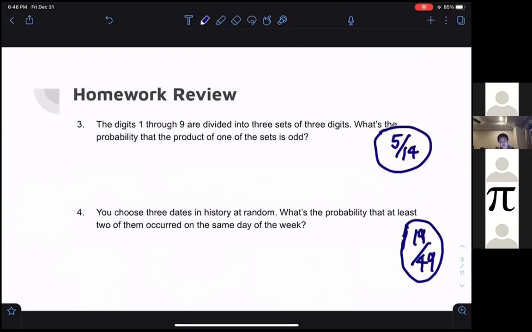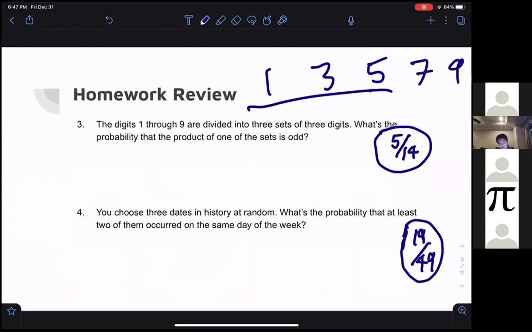Next is: the digits 1 through 9 are divided into 3 sets of 3 digits. What's the probability that the product of one of the sets is odd? Right off the bat, there are 5 odd numbers among this set: 1, 3, 5, 7, 9. So we can only have at most one set of 3 odd numbers, which is what we must have to guarantee that the product is odd.